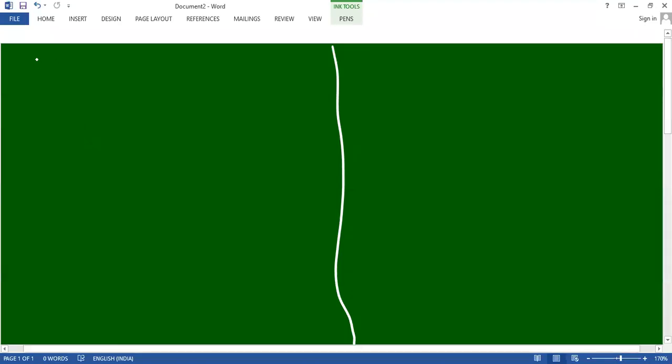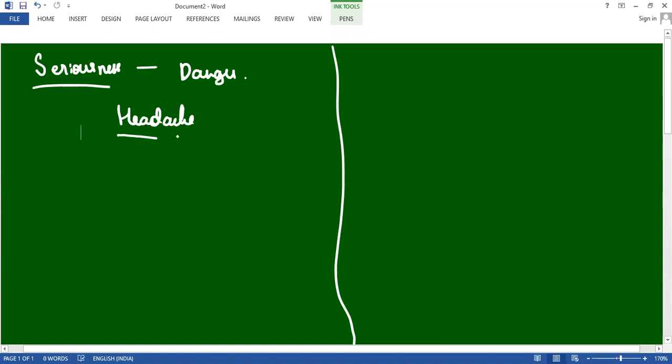Coming to the second classification, that is the seriousness. This seriousness is nothing but the danger. For example, if a patient takes a tablet for headache, usually all tablets will have few side effects, but in the headache tablet, the side effect may be weakness. If this side effect happens with this headache drug tablet, then this is okay.